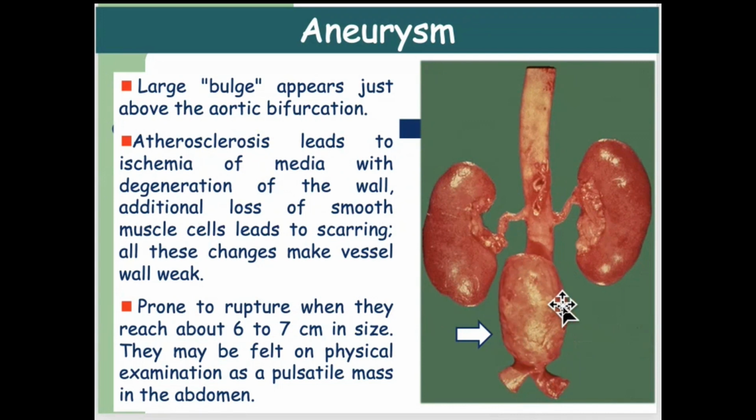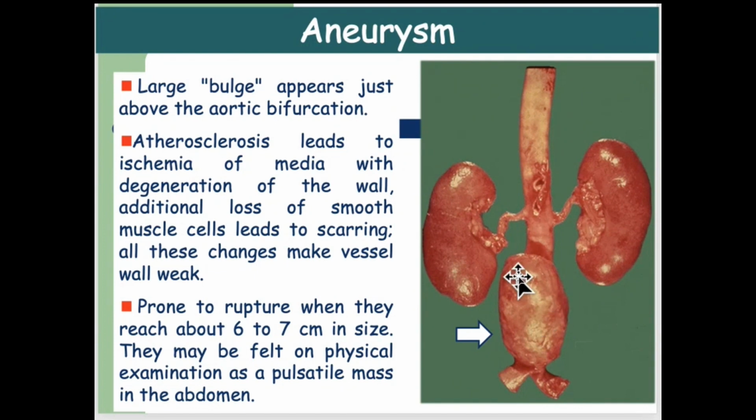This is called an aneurysm. Because of the atherosclerosis, there's weakness of the wall, and because of the pressure in the aorta, it balloons out and becomes a ball-like structure. These can rupture and cause sudden death. If you feel them in a patient on abdominal examination, you can feel they are pulsing. They are pulsatile masses, just like heartbeats when you touch them.